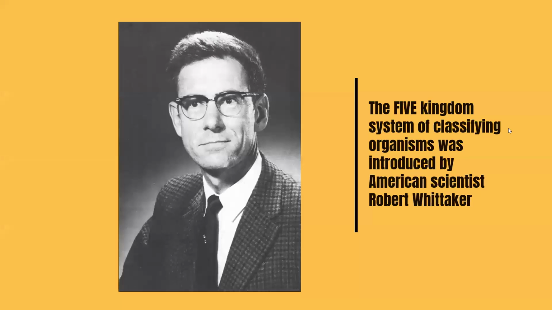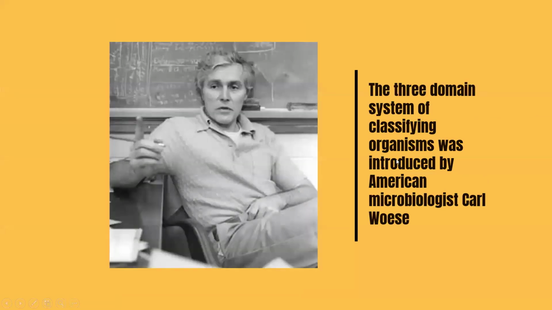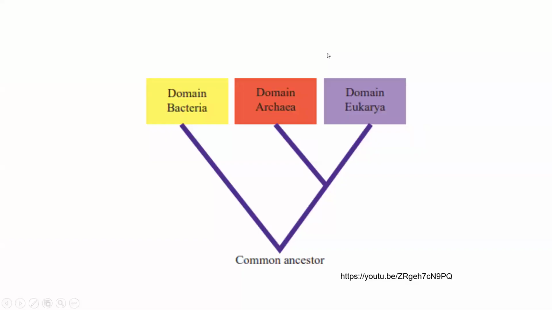Right? Robert Whittaker introduced the five kingdom classification. But we study the three domain classification introduced by Carl Woese, right? So these are the three domains: bacteria, archaea, and eukarya, right? Okay, good. You remember that. That's good. And here the answer is fungi, right?